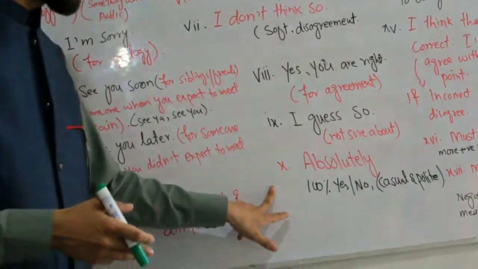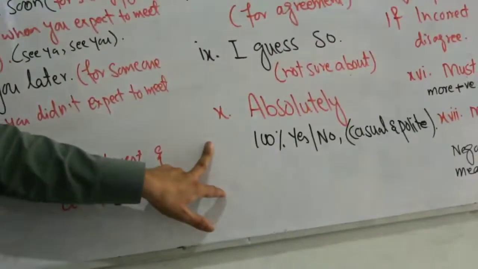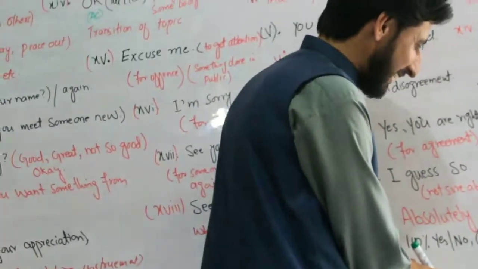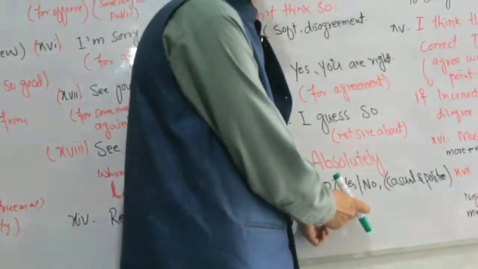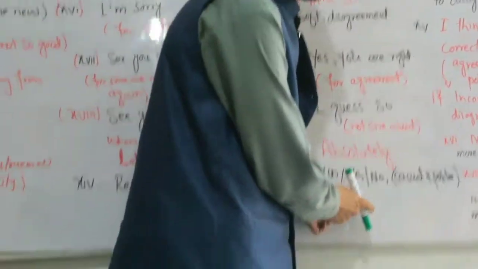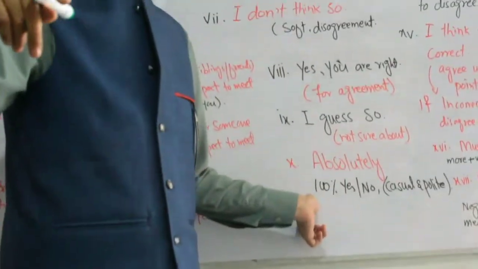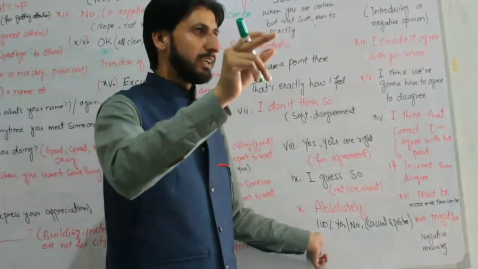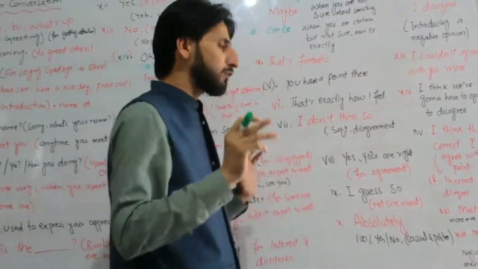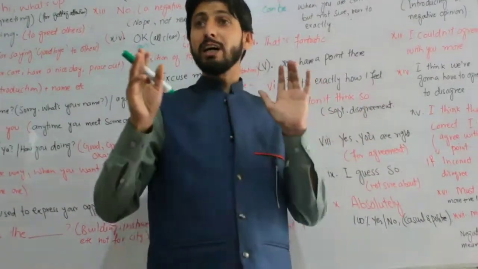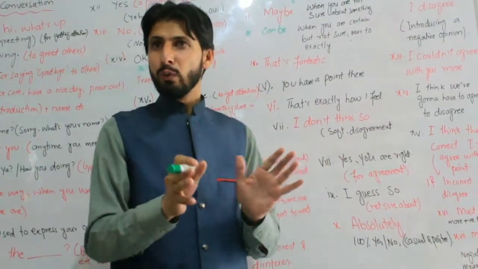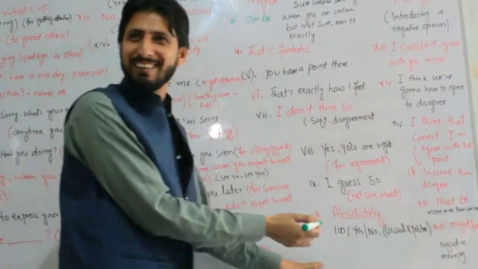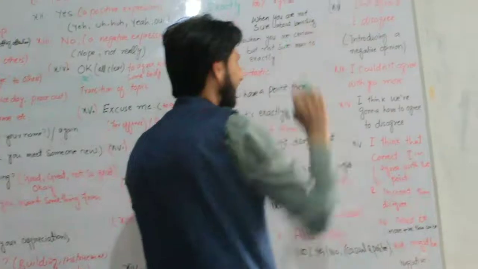Next one is absolutely. This is the most commonly used expression in our Pakistan. Absolutely, yes. This is a casual and polite way of agreement and disagreement. When you agree to a specific point, certainly, really agree, you can say absolutely yes. And if you are 100% disagree with a person, you can say absolutely no. This is the most common expression used by politicians nowadays in Pakistan.